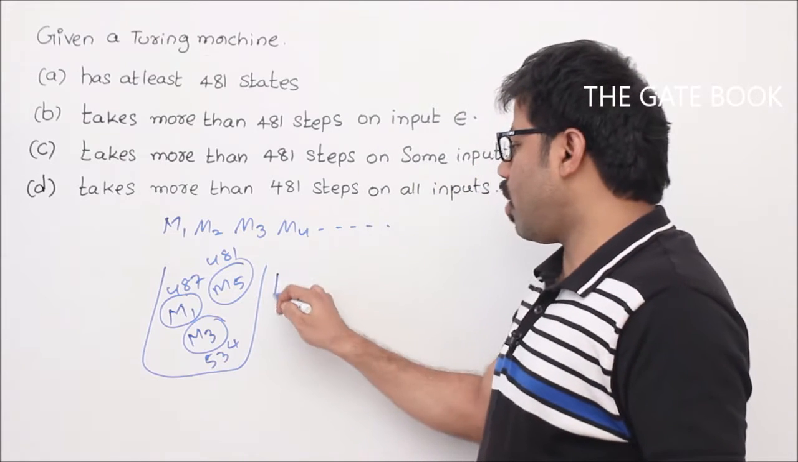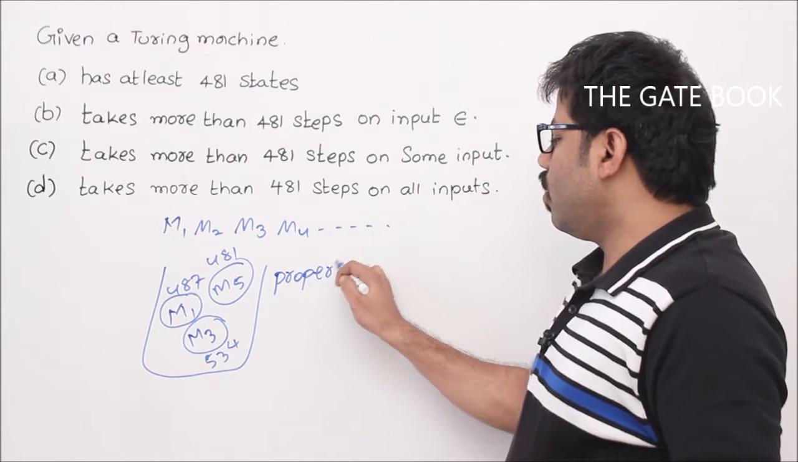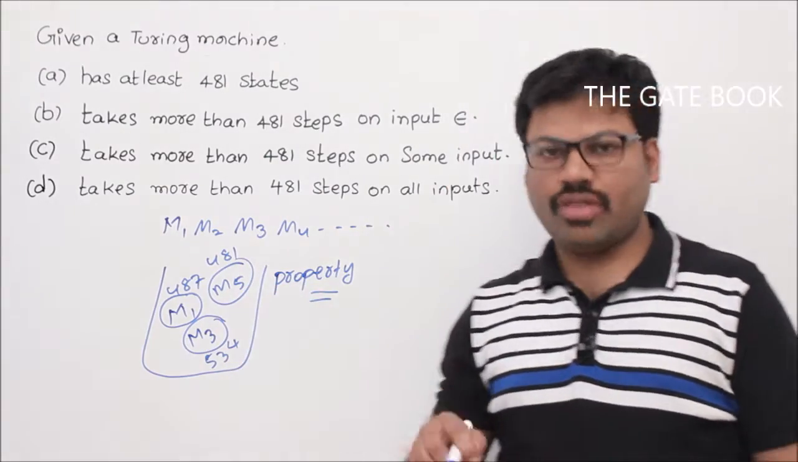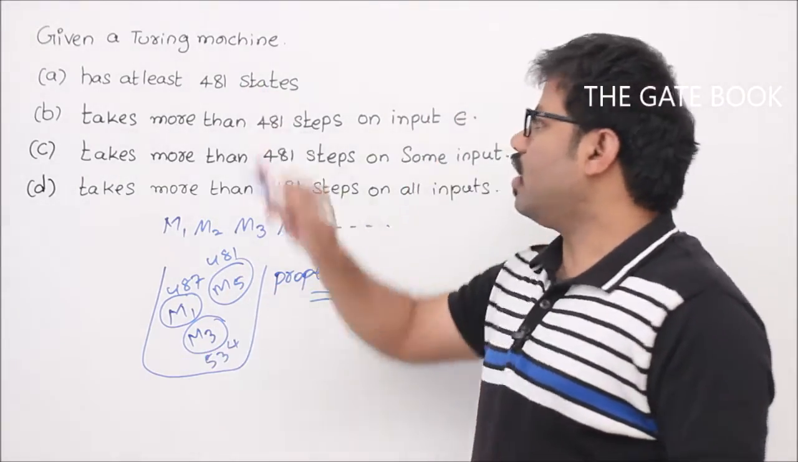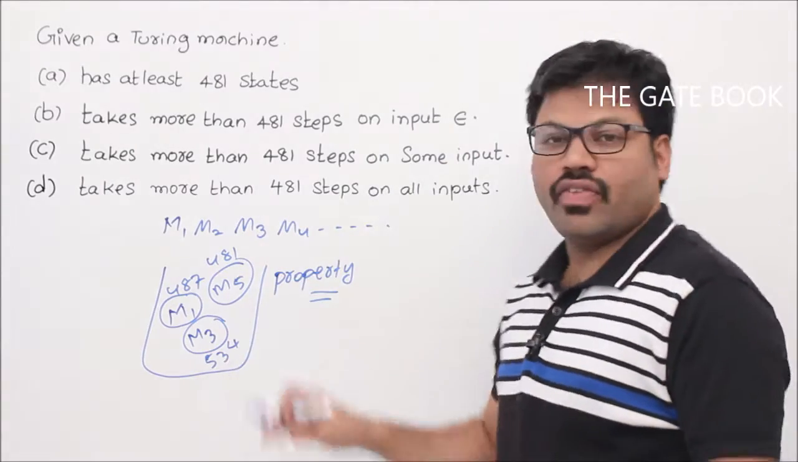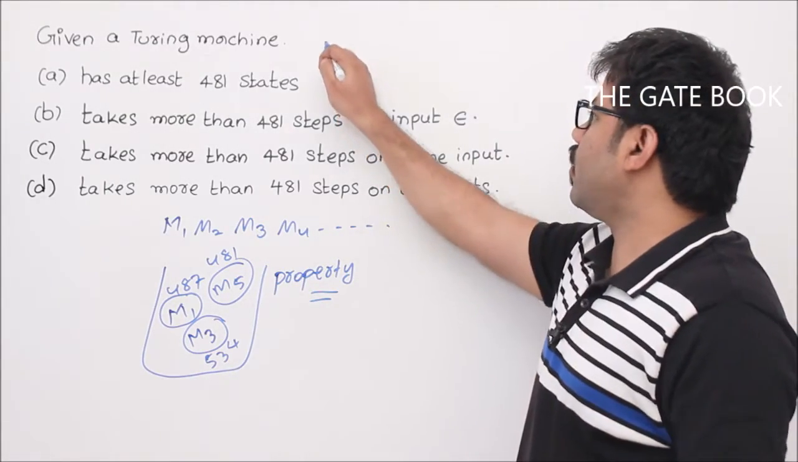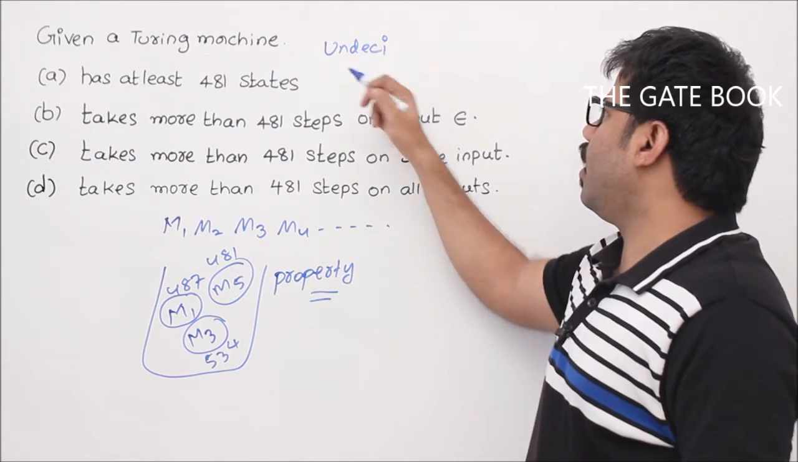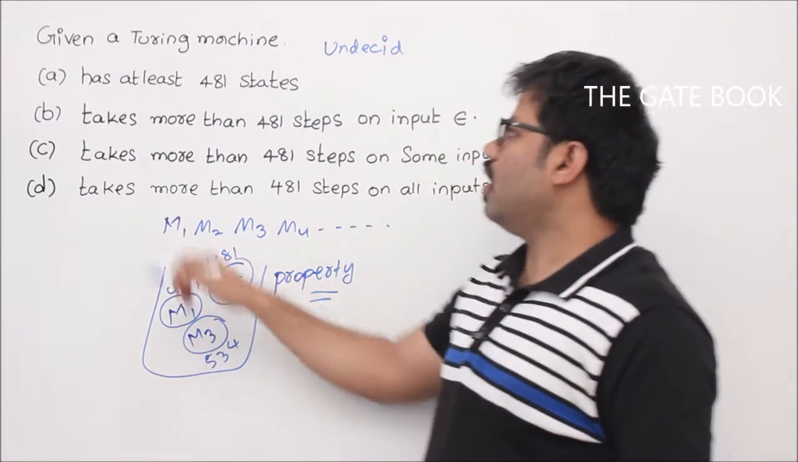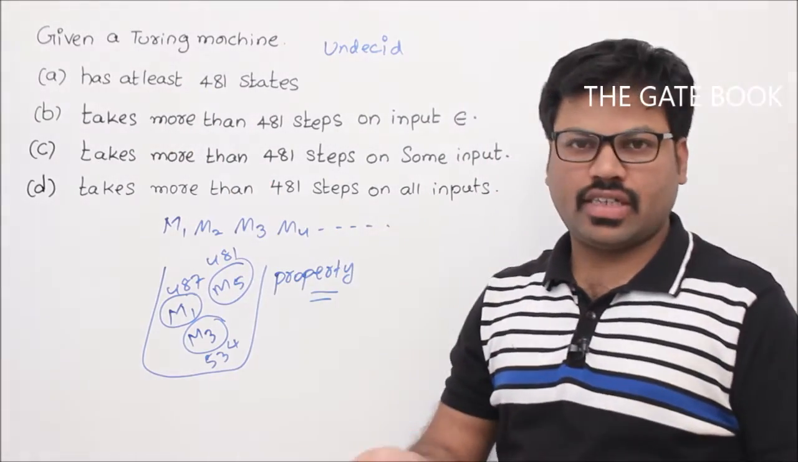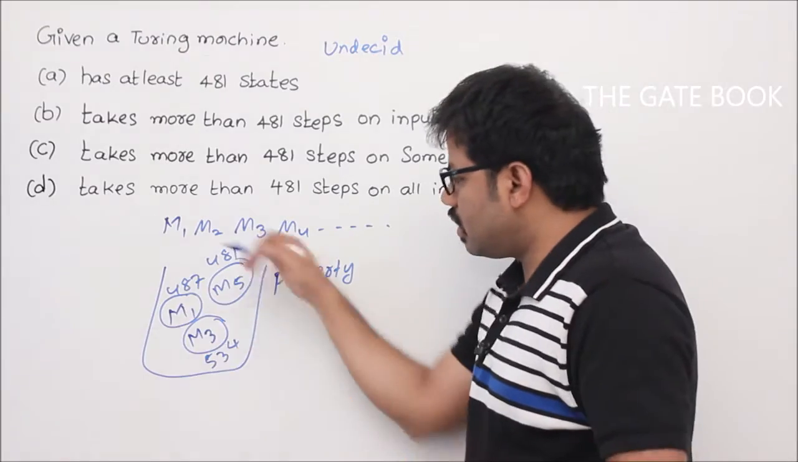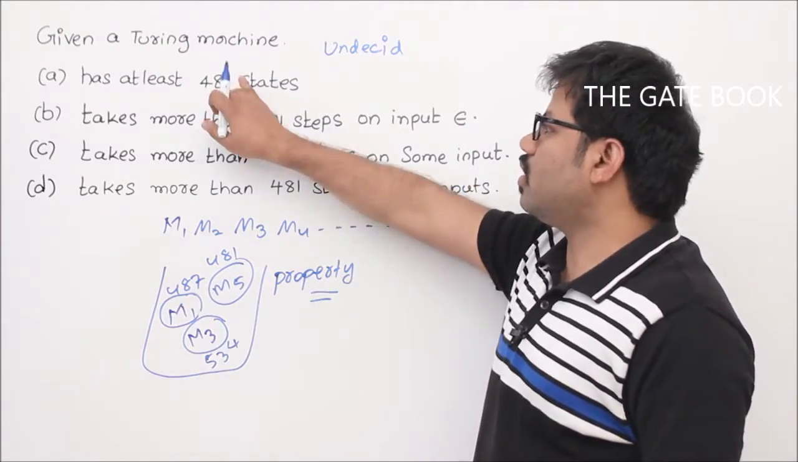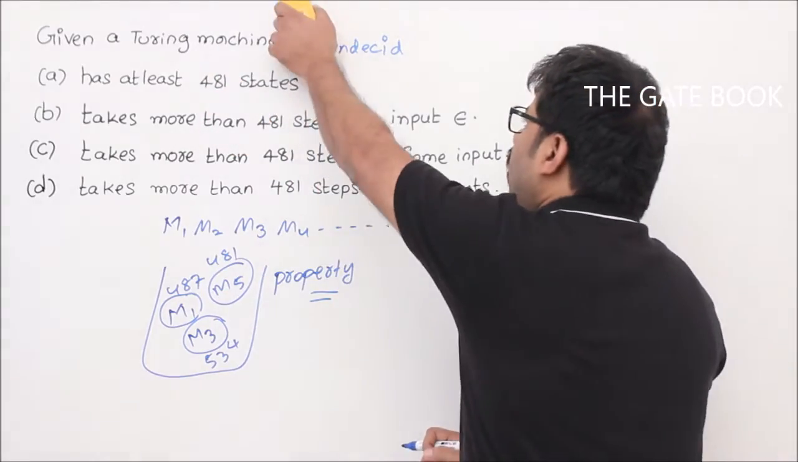So here again it's a property, right? Now this property is giving you a language. So here language is nothing but a collection of Turing machine codes which have at least 481 states. Now such a language is decidable or undecidable is the question. Now slowly you understand that a problem can be converted into a language, correct? So here the problem is whether a Turing machine has at least 481 states, and the language form for that is nothing but a collection of Turing machines which have this property. Such a language is decidable or undecidable.